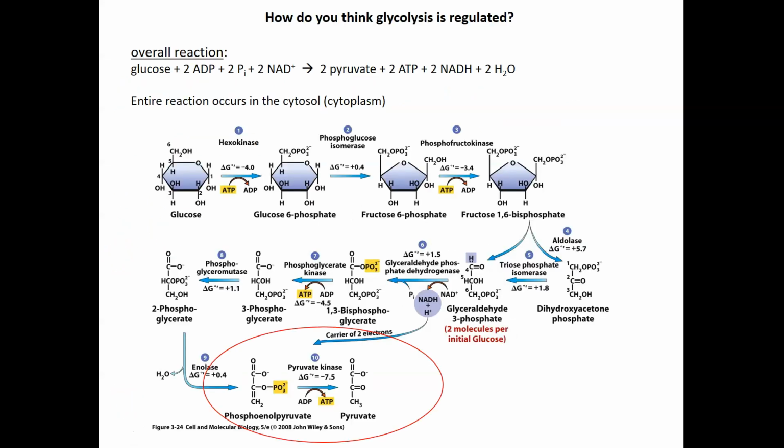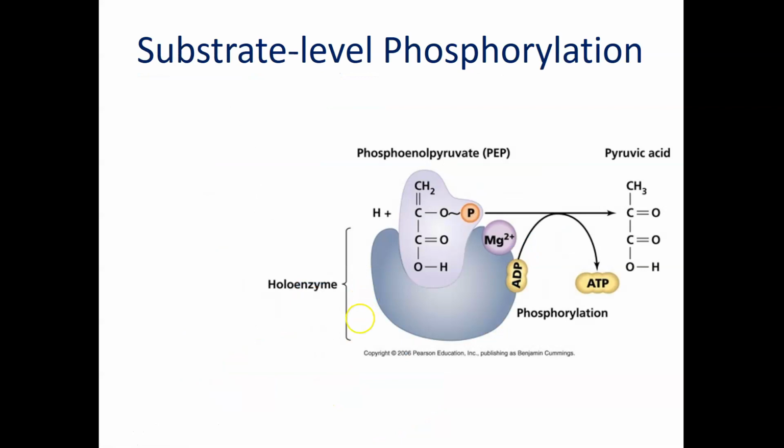Lastly, before we move on, I want you to look at what is taking place in this last, the 10th enzymatic step as we've broken down glucose, and just prior to forming pyruvate. I want you to look at what this enzyme, pyruvate kinase, is able to do. So pyruvate kinase is shown here in blue.